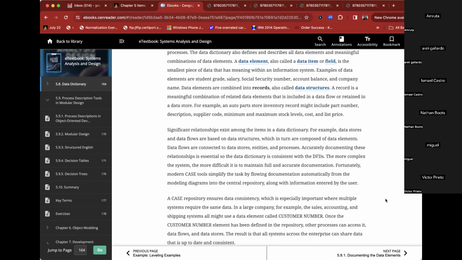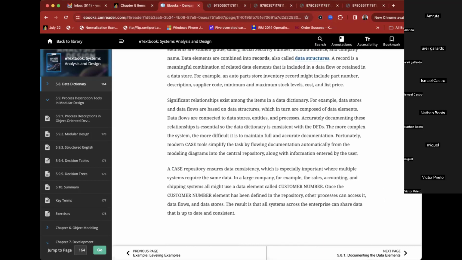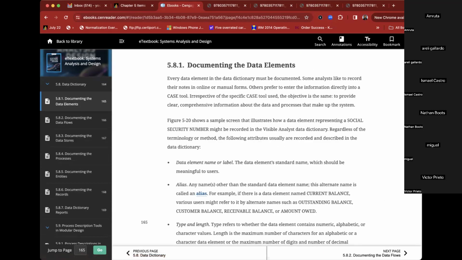For example, data stores and data flows are based on data structures, which in turn are composed of data elements. Data flows are connected to data stores, entities, and processes. Accurately documenting these will help you create a better system, right? Because it's all linked.